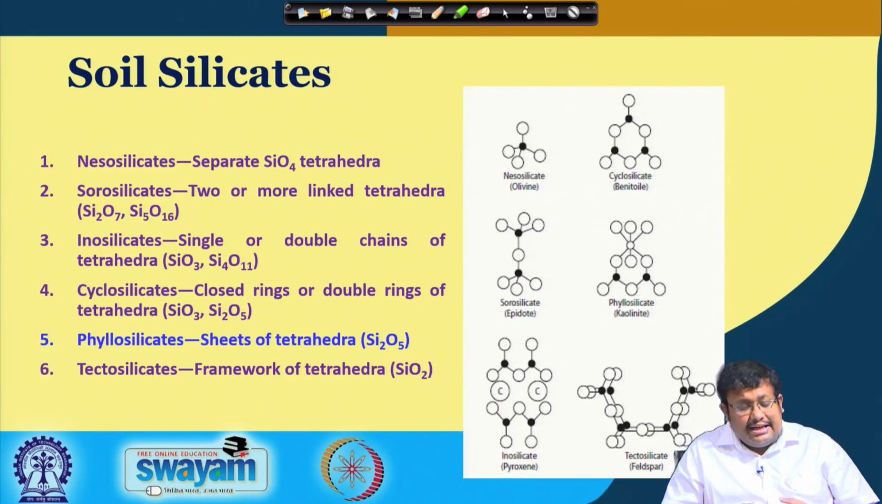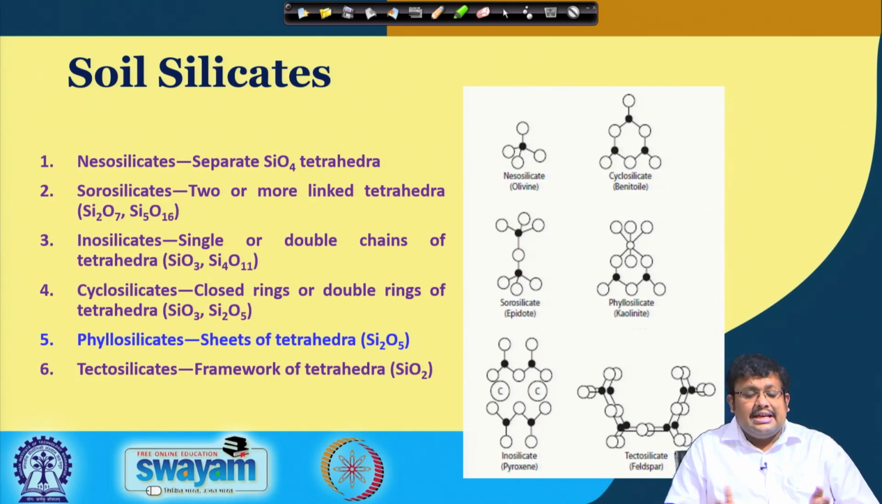And finally, the last one is called the tectosilicates, which is basically a stable framework of tetrahedra producing a formula of SiO2. And the example of this tectosilicate is basically feldspar, quartz and the other primary minerals.